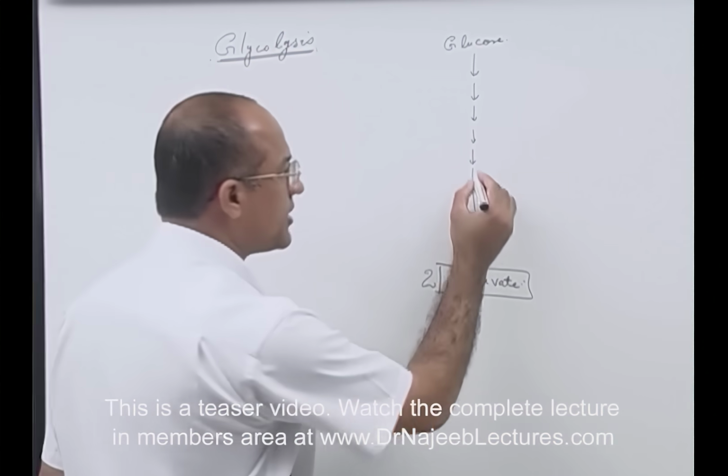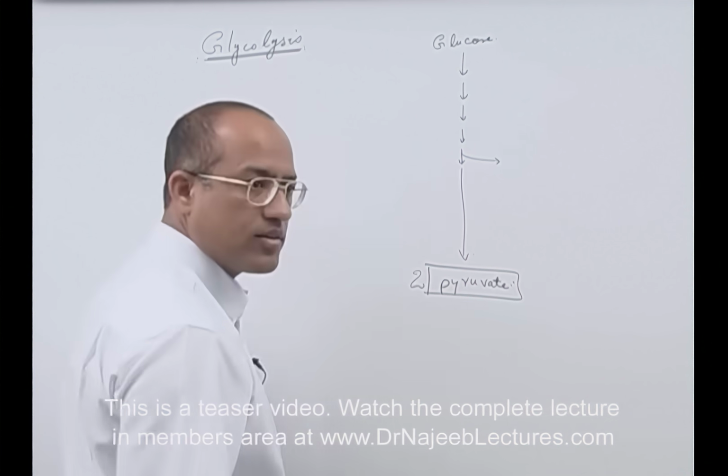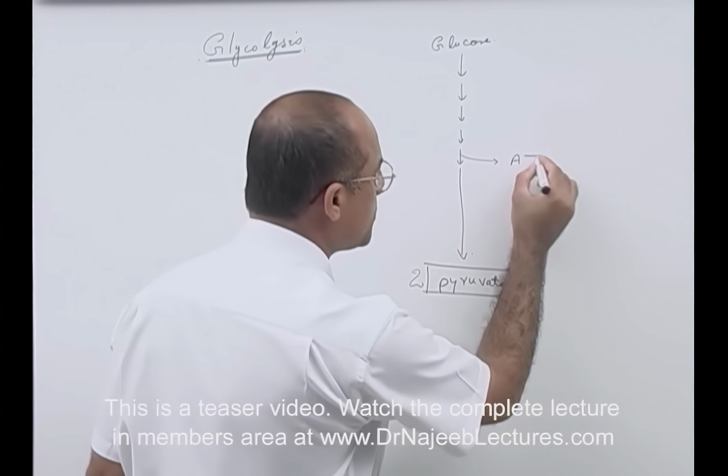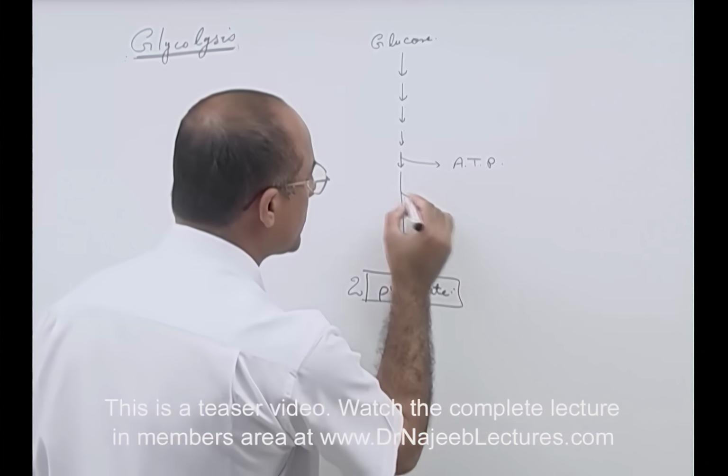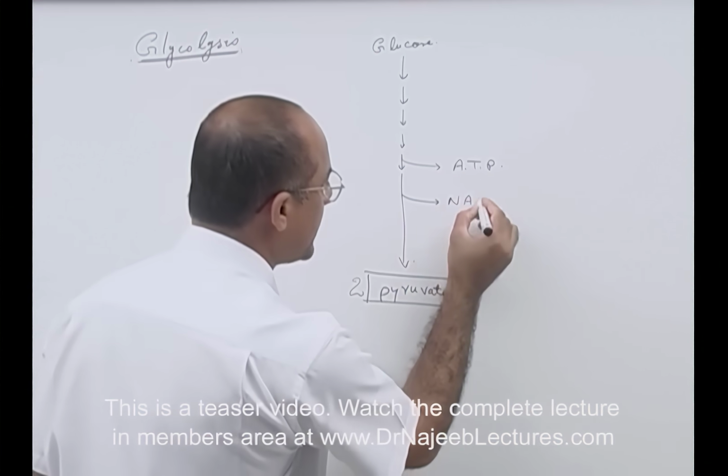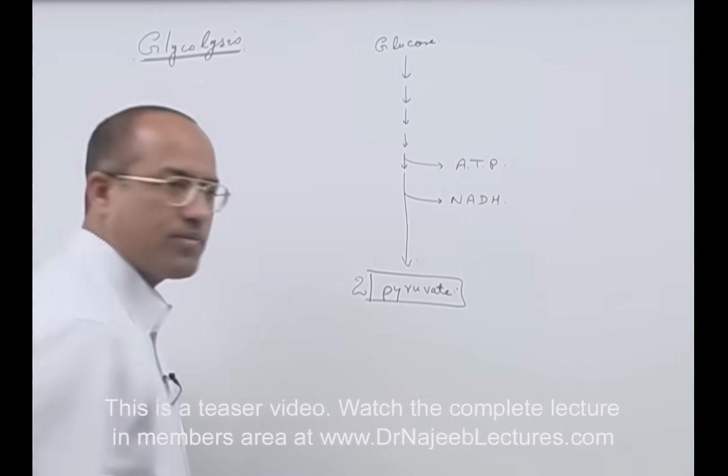And during this process, when you are breaking the glucose into two molecules of pyruvate, some energy is released. Some energy is captured as ATP and some energy is captured in the form of NADH.